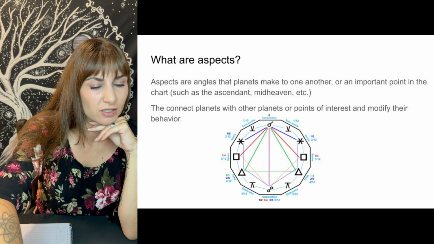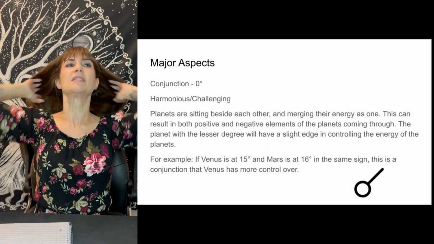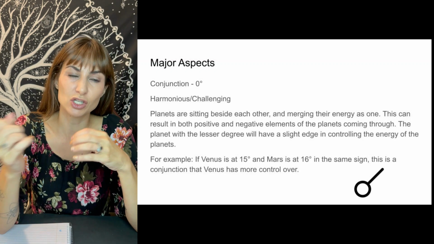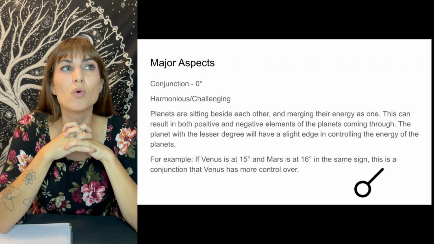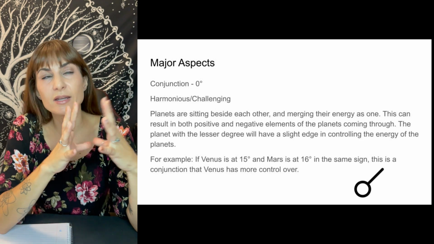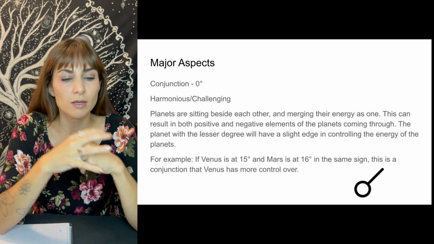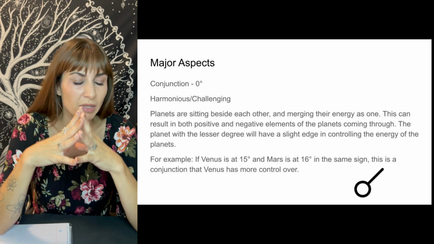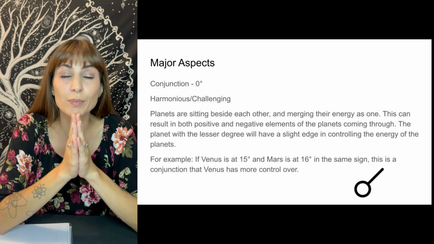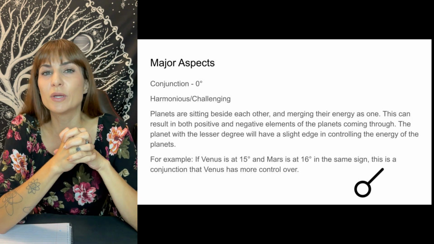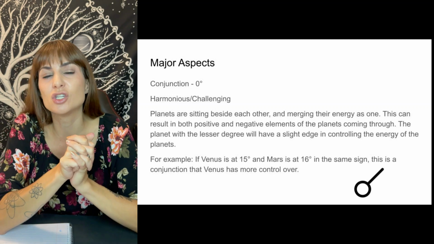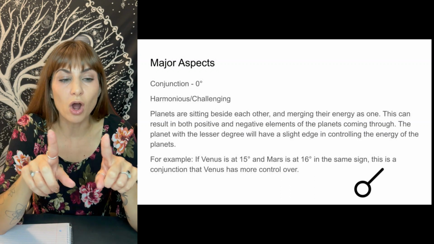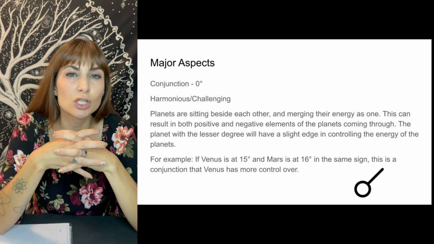So the major aspects. First of all, the conjunction. This is a blending of energy. So it is both harmonious and challenging. Some conjunctions are more on the harmonious side and some are more on the challenging side. But most of them, you're going to see both sides. The planets are sitting beside each other. They are merging their energy as one. So we can't look anymore at a conjunction like it is this planet and that planet. We are looking at them as a singular unit.